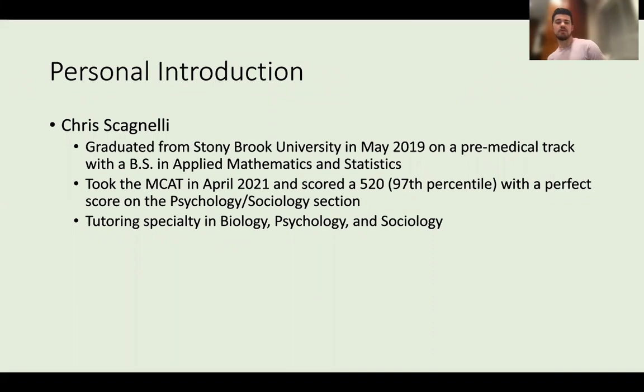And on more of a personal note, my name is Chris. I graduated from Stony Brook University in May of 2019. I finished with a pre-med track and a BS in applied math and statistics. I took the MCAT in April of 2021 and I scored a 520, which was the 97th percentile. And I got a perfect score on the Psych Soc section, so that's pretty much my specialty. I do psychology, sociology, and also biology. So those would be my areas of specialty if anybody were to come to my office hours.